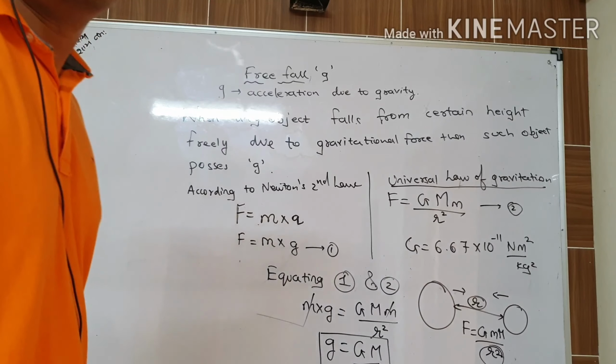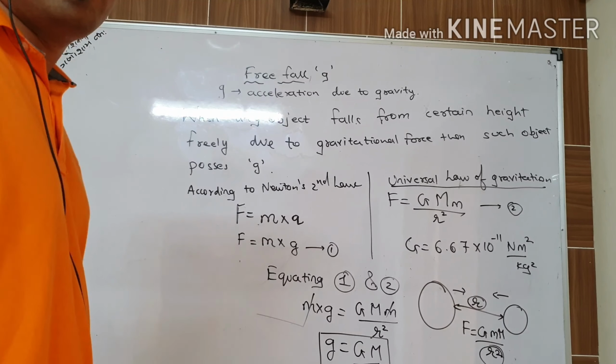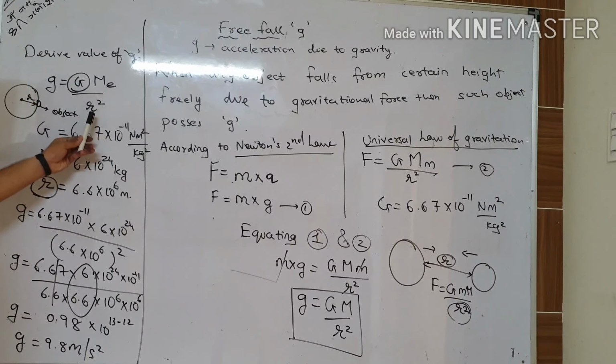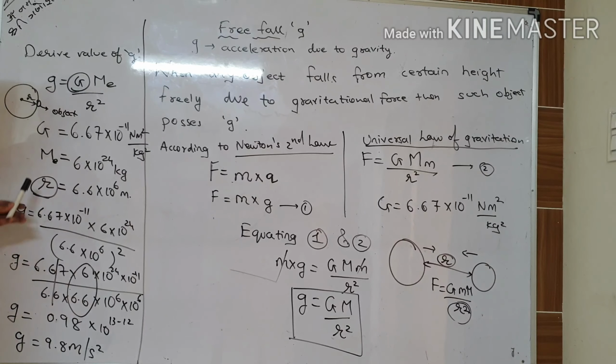So this is the formula for acceleration due to gravity. Now r will be the distance between the object and the earth. The value of capital G is 6.67 into 10 raised to minus 11, the mass of earth is 6 into 10 raised to 24, and the distance is given. So I have just substituted over here, right?